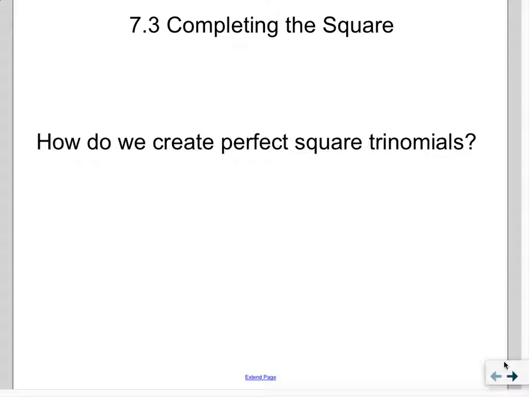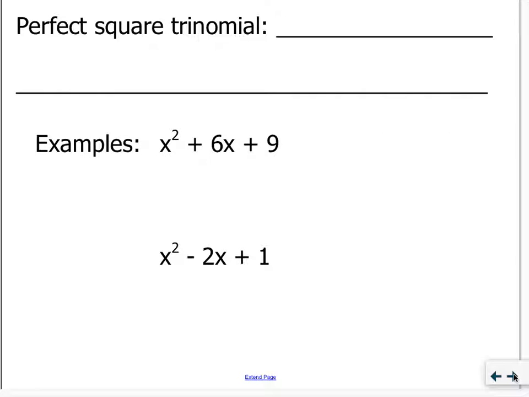So this is a fun section. I don't know why I like this one so much, but this is a topic called completing the square. And the goal of this here is to create what's called a perfect square trinomial. So you're probably saying, well, what is a perfect square trinomial? Well, why don't we take a minute and define what a perfect square trinomial actually is? I think that might be helpful to do.